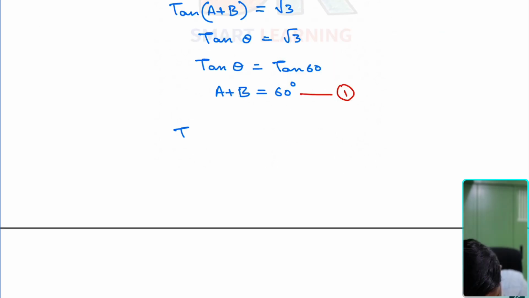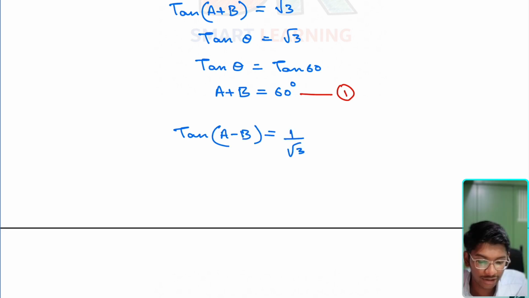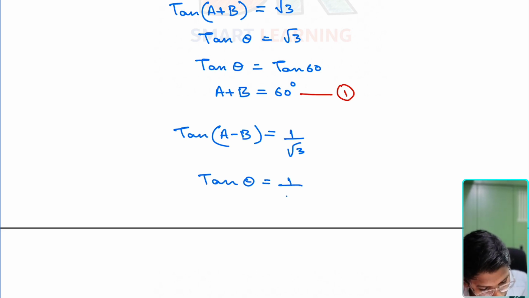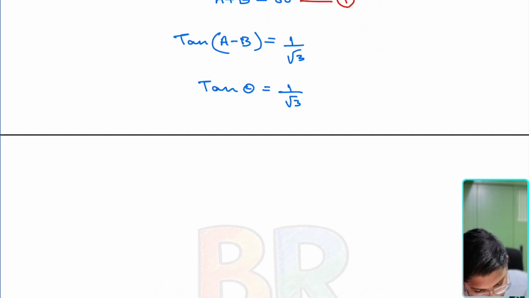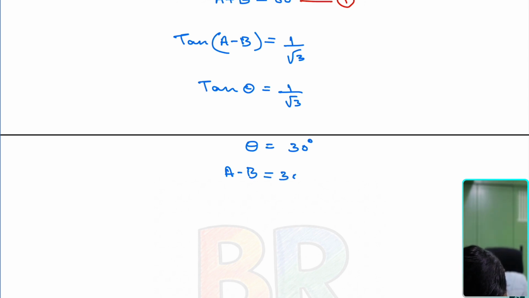Now, take this. Tan(A - B) equals 1 by root 3. Again here, consider A - B as theta. Tan theta, for what value of theta is the answer 1 by root 3? 30, right? Tan 30 is 1 by root 3. Hence, theta equals 30 degrees, which means A - B equals 30 degrees. Consider this as the second equation.